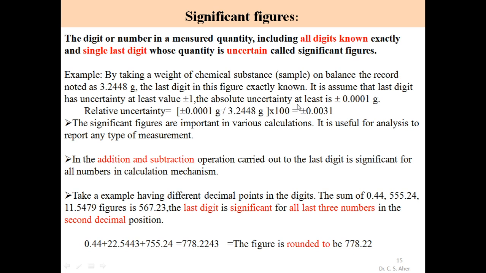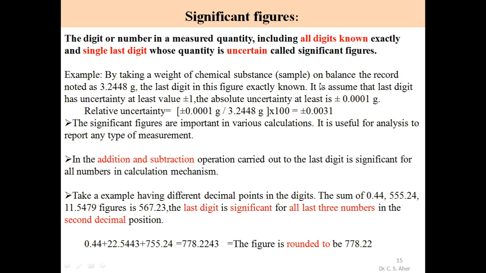And the absolute uncertainty is at least plus minus 0.0001. What is the position of this 8? After the decimal point it is the fourth position, so it is the 0.0001 position that carries the plus minus uncertainty. And thus the relative uncertainty is this absolute uncertainty divided by the measured weight, multiplied by 100. And what we get as the answer is plus minus 0.0031. This is the relative uncertainty in this measurement.